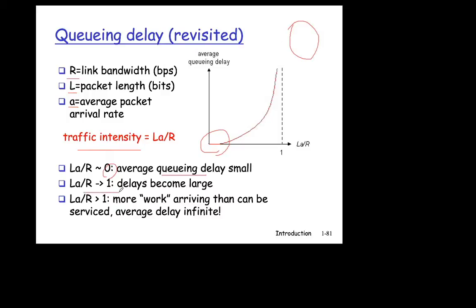Now, when the intensity is between very small and 1, delay is simply growing. And as we approach infinity, you see that the curve grows quickly like that, close to an exponential trend. So, it's hard to estimate queuing delay.